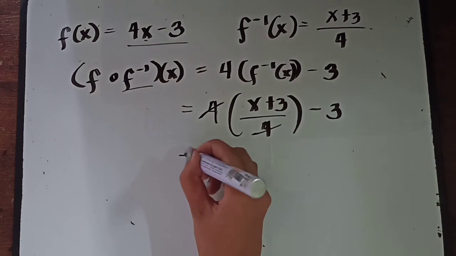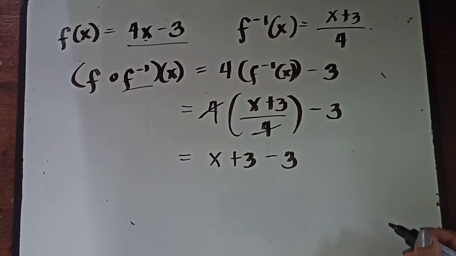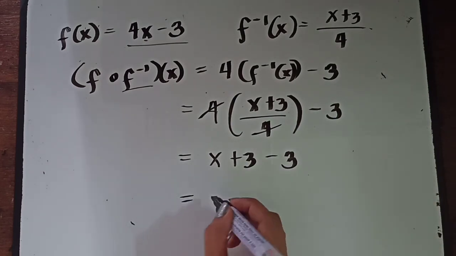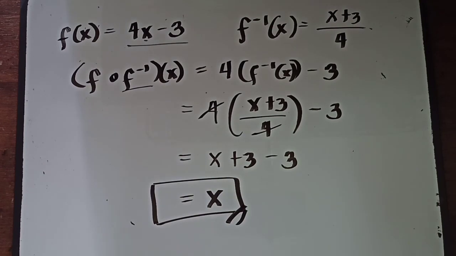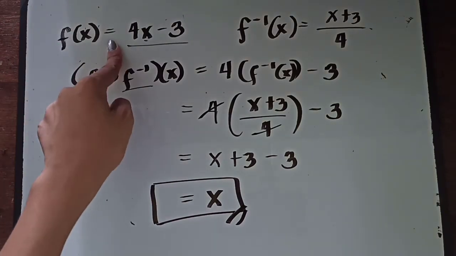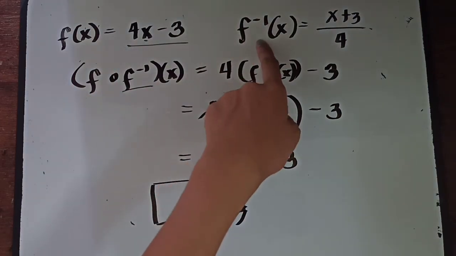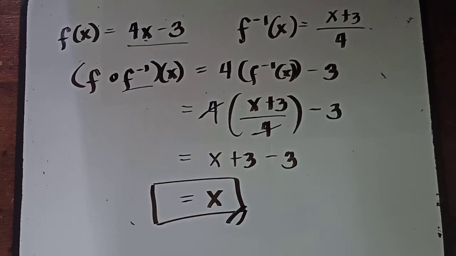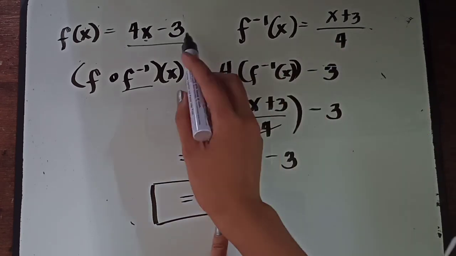Ano na lang po ang natira? So, we have x plus 3 minus 3. And x plus 3 minus 3 is equal to x. So, since x lang yung nakuha kong sagot, this only proves that f of x is equal to 4x minus 3 is the inverse of the function f inverse of x is equal to x plus 3 over 4.